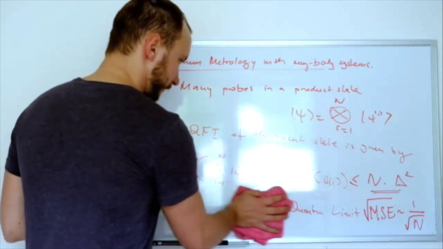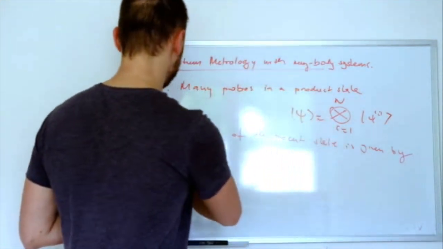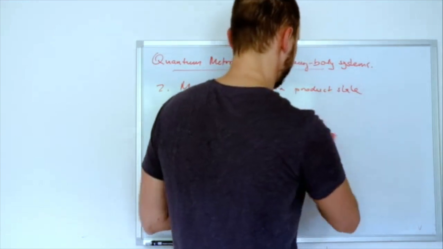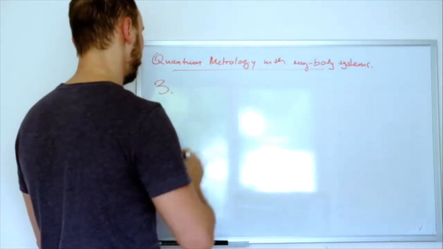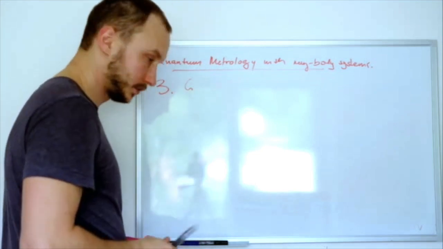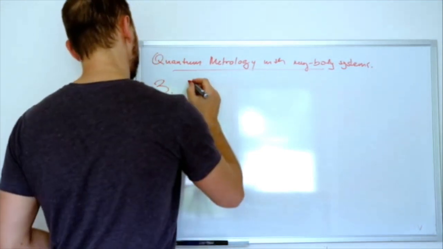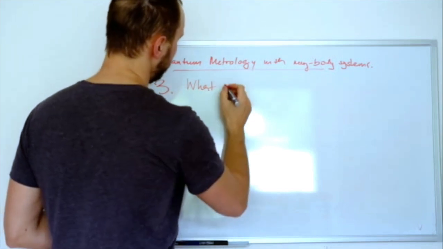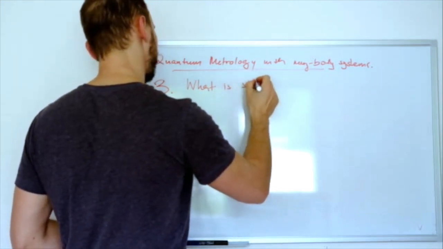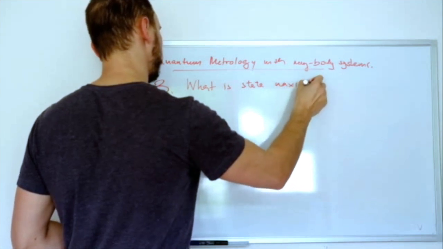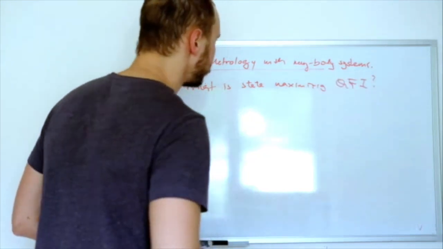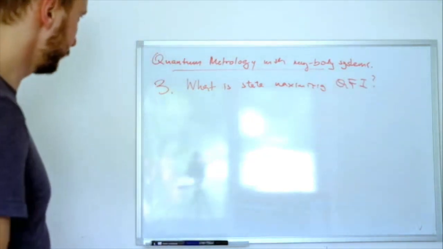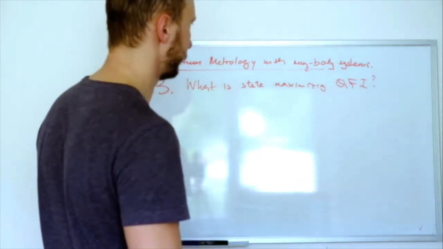Yes, good. Finally, now let's look at how we can do better if we allow any states. Yes, and this is really the nice thing about quantum metrology. So three, general, the optimal states. What are the optimal states? What is the state maximizing QFI? Okay. So how do we do this? Well, actually, we solved it already almost.